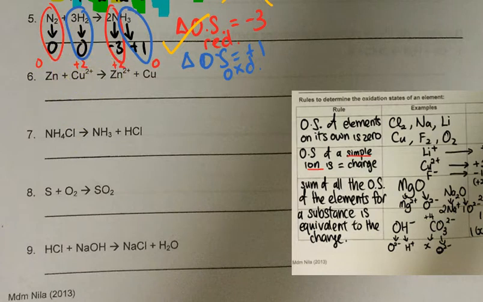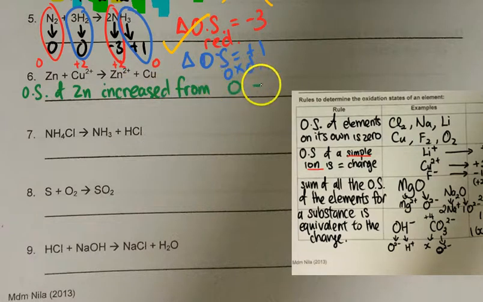So how do I write it? This is how you're going to write answers. Oxidation state of zinc, in this case, is an increase from 0 to plus 2. Therefore, oxidation occurred.